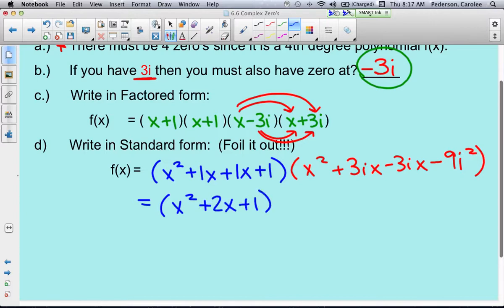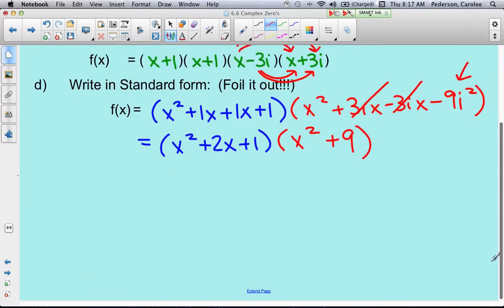And let's go over to the red. Notice the same thing happened on the last problem, where those middle terms cancel out. And that's common. When you multiply complex conjugates together, the middle terms will always cancel out. So cancel, cancel. Plus 3ix minus 3ix cancels out. So now we're left with x squared. Remember, i squared is replaced with negative 1, or drop the i squared and change the sign. So we get a plus 9.